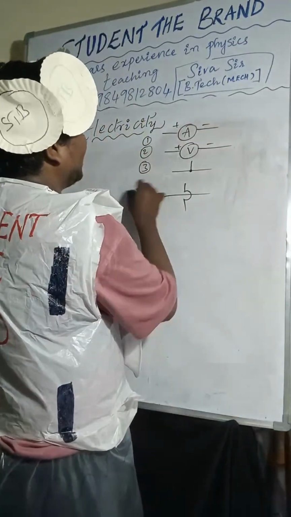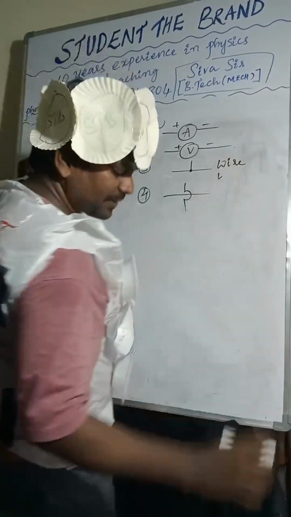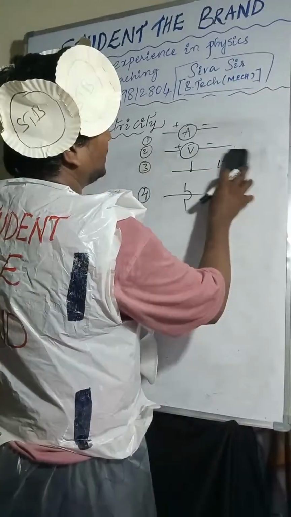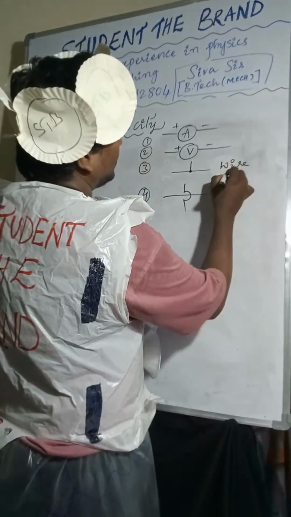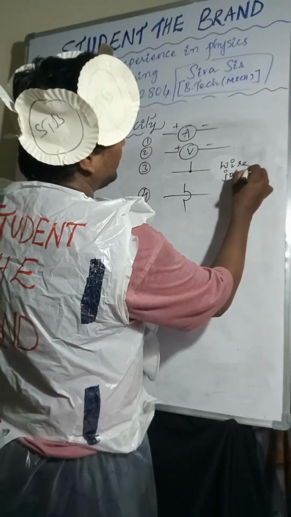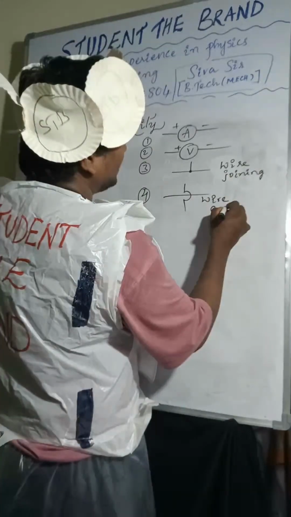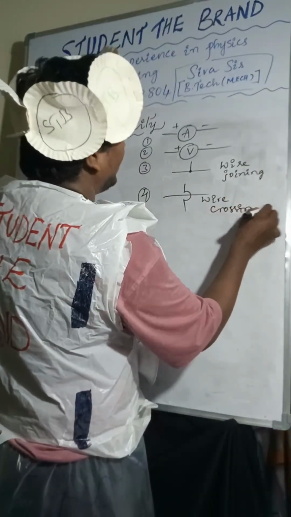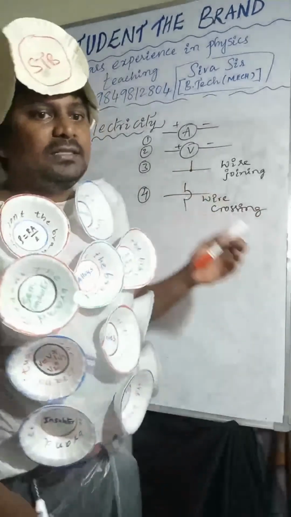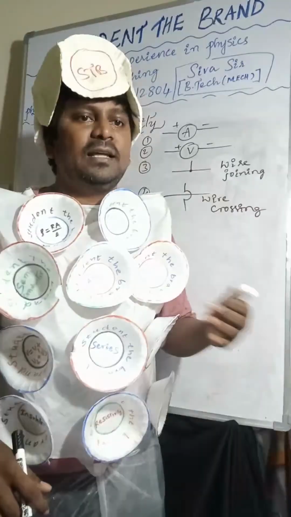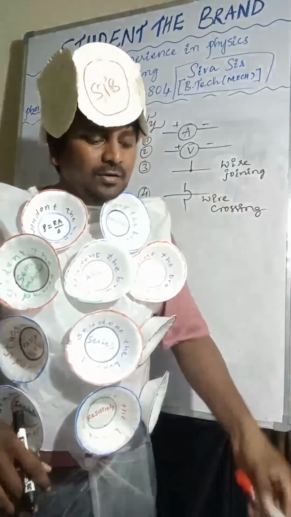So this is the fourth one, wire joining. This is wire joining, and this one is wire crossing. And these are the electrical appliances. So next one, we are going to the electrical circuit.